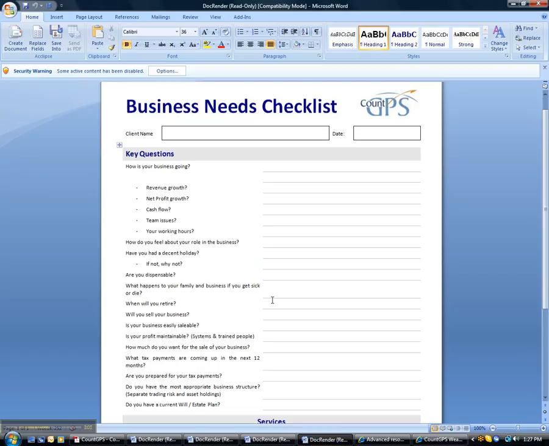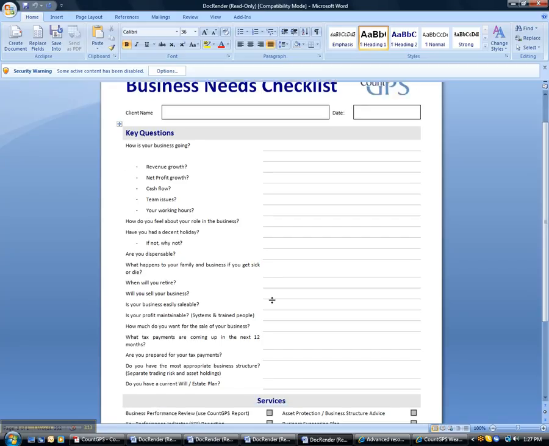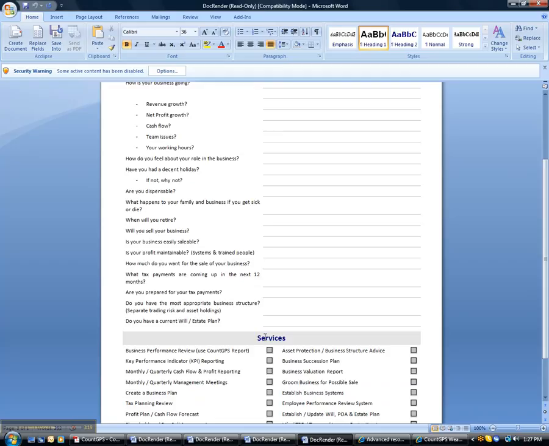Now, very early in our life cycle, this comes from our new client content in GPS. It's very important that we carry out some sort of needs checklist. The reason being is that our client may have engaged us, for example, on business structure advice, but now it's very important for us early in the client's life cycle to have these critical conversations with them to find out what their circumstances and goals are.